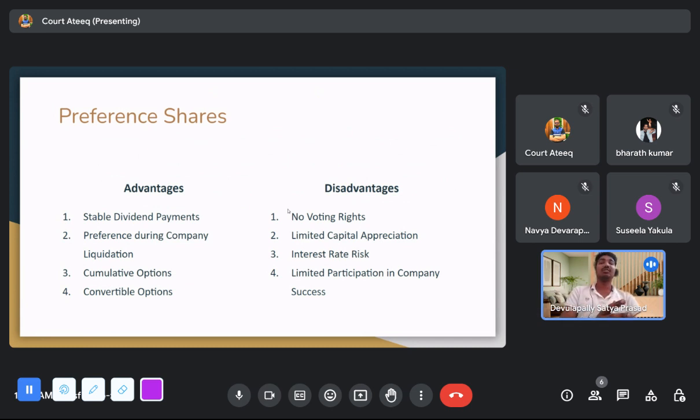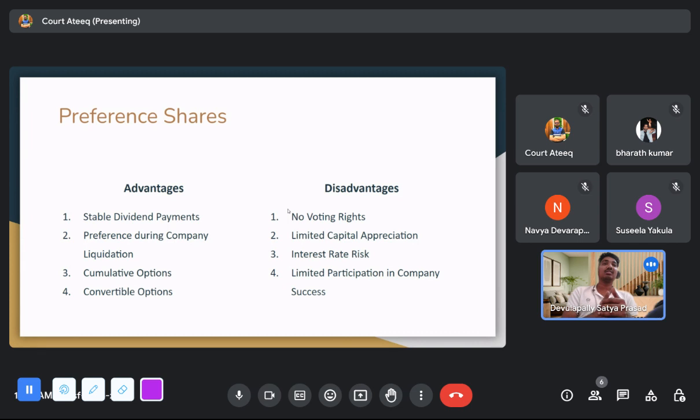And the disadvantages are, there are no voting rights for preference shares. And we can't influence the decisions of the company, and we can't say anything in the company. We are just giving our capital and expecting a dividend return. The second one is limited capital appreciation. We will only get limited dividends, right? Unlike bond or equity holders, in case the company performs well, all those gains will be added up and the company will get more appreciation in the market. But in this case, there is only limited appreciation because we'll only get those fixed income kind of returns.